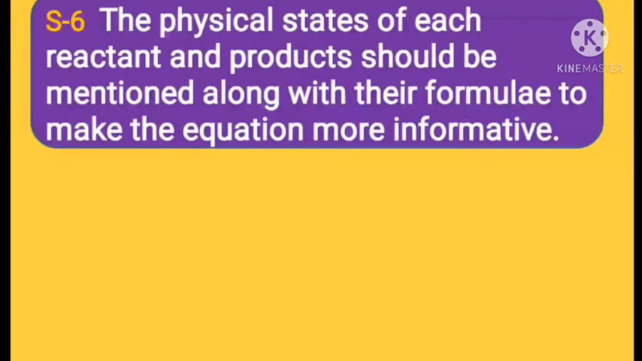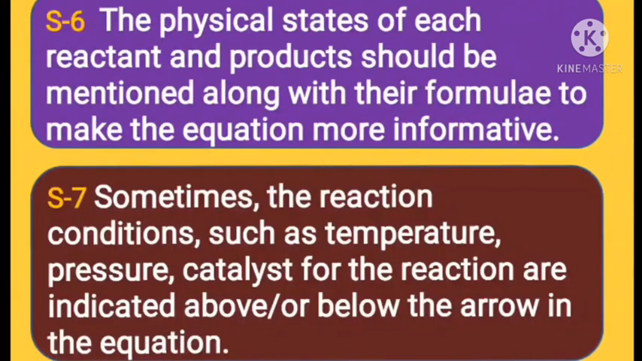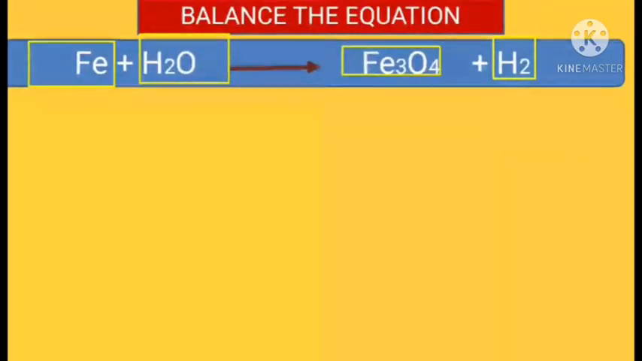The physical state of each reactant and product should be mentioned along with their formula to make the equation more informative. Sometimes the reaction conditions, such as temperature, pressure, and catalyst for the reaction, are indicated above or below the arrow in the equation. The given equation is Fe plus H2O gives Fe3O4 plus H2.